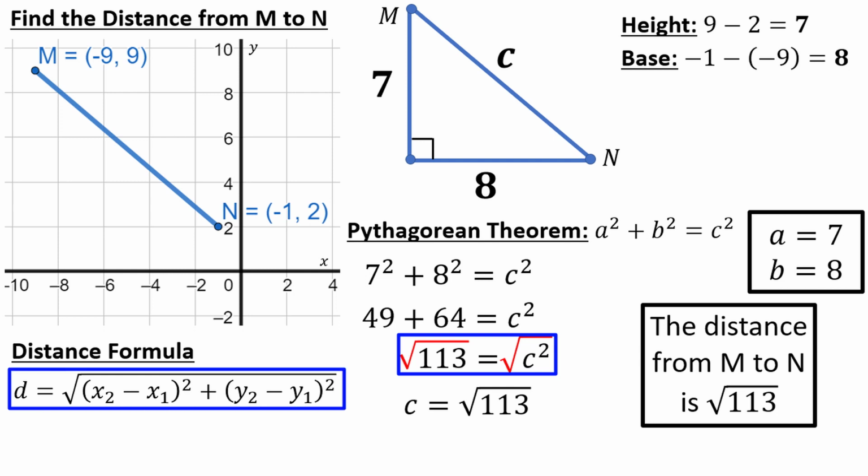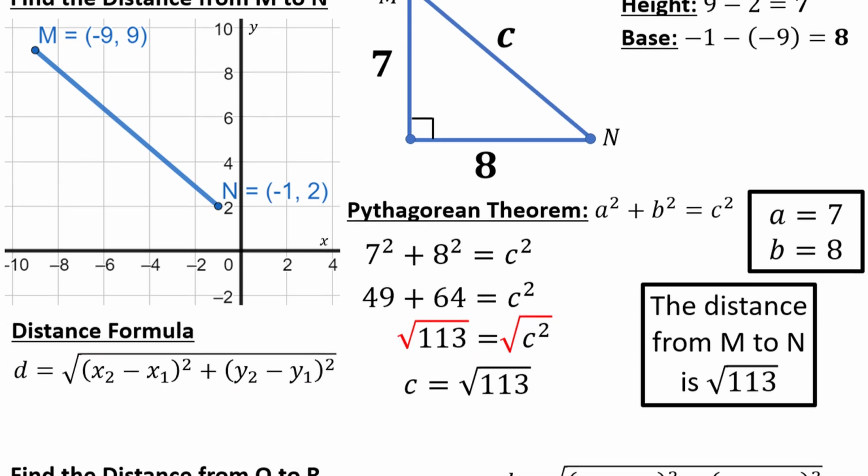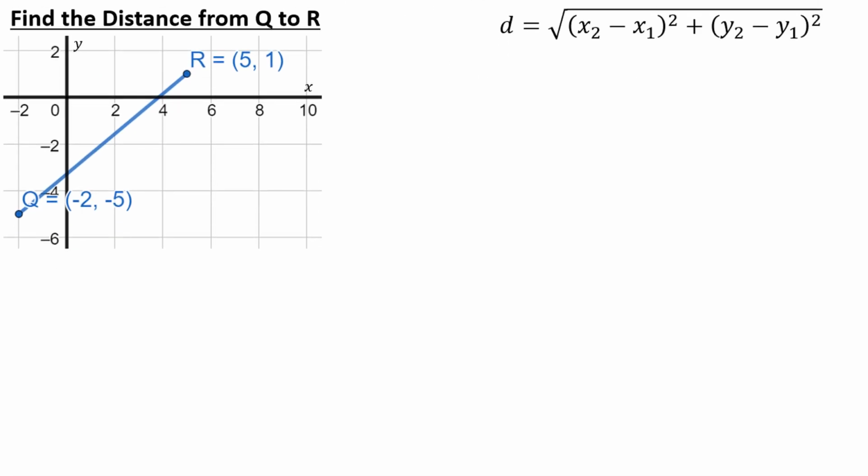Let's try another problem where we use the distance formula instead of drawing a triangle. Here we have the points Q and R, where Q is equal to -2, -5, and R is equal to 5, 1. Let's think of Q as point number 1 and R as point number 2, so that we have these values for x1, y1, x2, and y2.